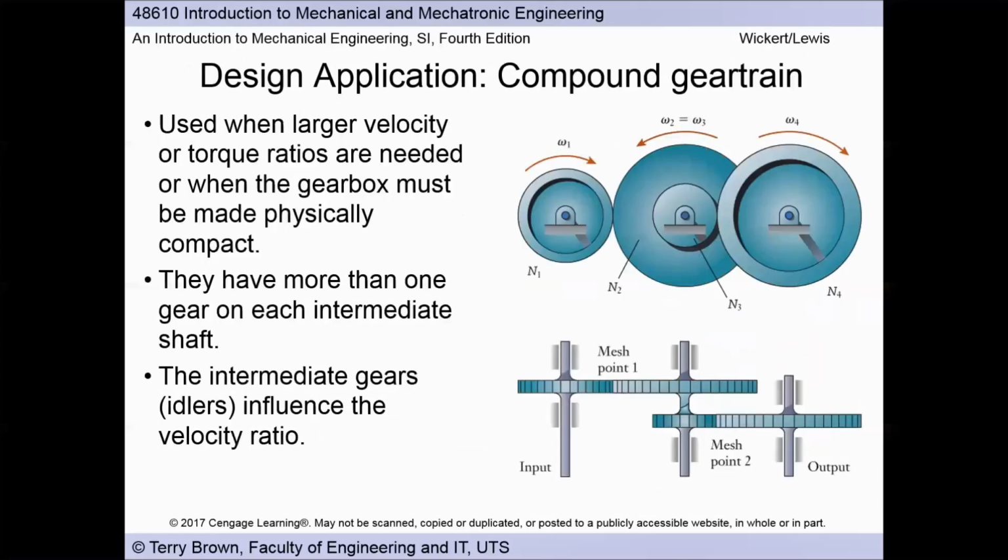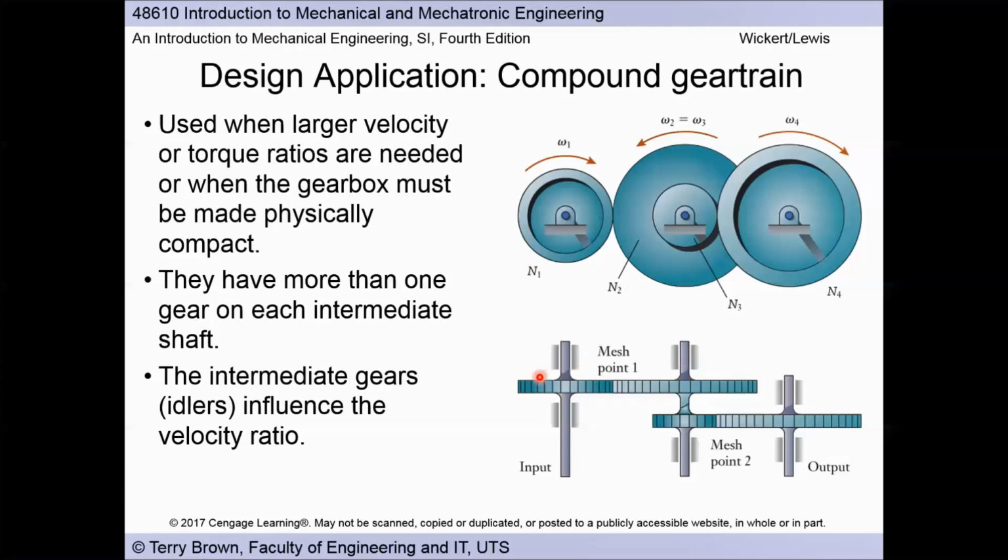Alright, so the next type of gear train is the compound gear train. So here in this case we use this for when we want to have a large change in speed and/or torque, and also if we want to make the gearbox physically compact, so we want to make it small. Okay, so we don't want to have one small gear to one really big gear, and even just doing that, even if we could fit it, is not very efficient. Okay, so we make use of this compound gear train, and in a compound gear train there's more than one gear on each intermediate shaft.